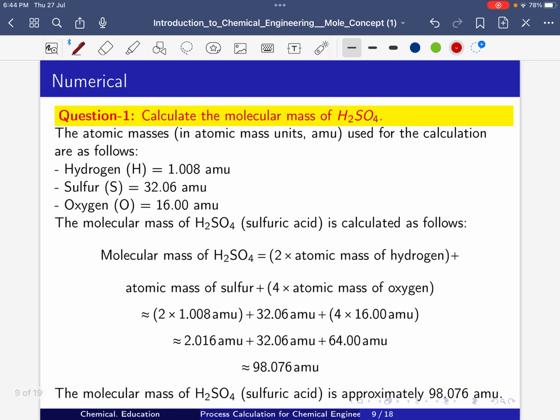Now here is one question: calculate the molecular mass of H2SO4. We know the atomic masses: hydrogen is 1.008, sulfur 32.06, oxygen 16.00 amu. In H2SO4, there are 2 hydrogen, 1 sulfur and 4 oxygen. So 2 into 1.008, plus 32.06, plus 4 into 16. If we do the calculation, we get 98.076 amu. So the molecular mass of H2SO4 is approximately 98.076 amu.